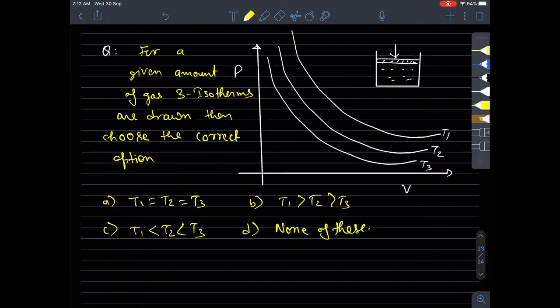B, sir. Think about it. B. Which one? B for Bombay. B for Bombay. That is the right answer. Okay.